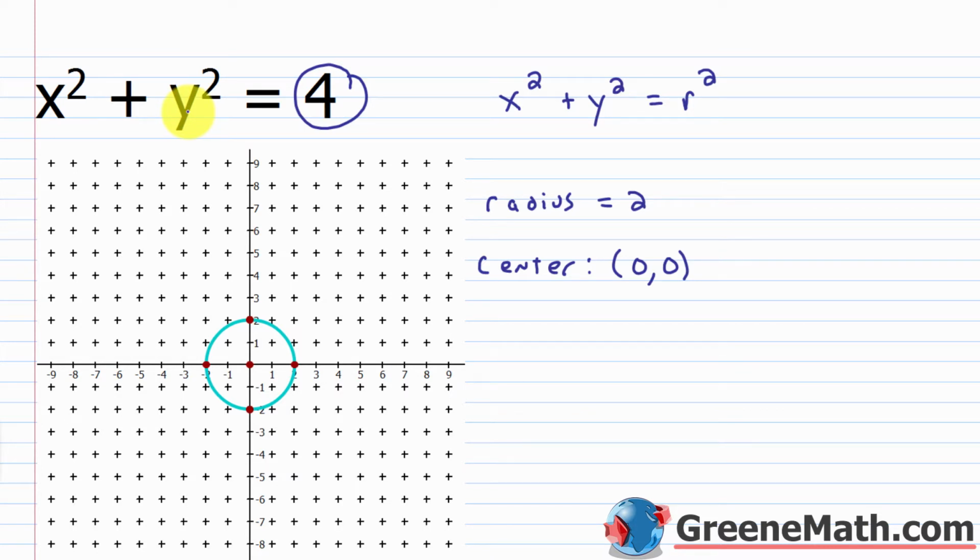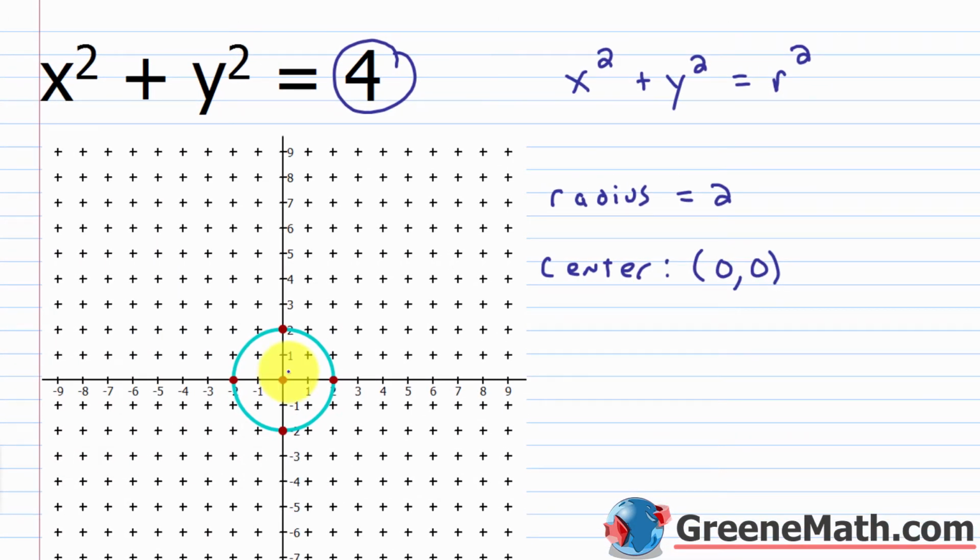So to graph the circle, we learned that we started at the center. In this case, that's at 0, 0. So that's right there. Then remember, the radius is the distance from the center to any given point on that circle. We can start at the center and move to the right by the radius and make a point. We can move up by the radius and make a point. We can move to the left by the radius and make a point. And we can move down by the radius and make a point.